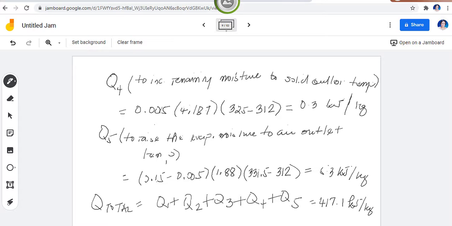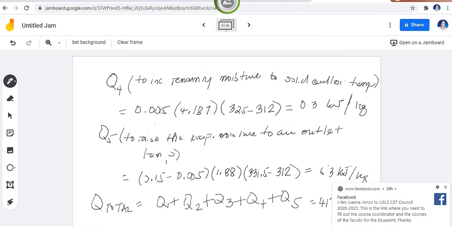Your fifth Q is the amount of heat necessary to raise the evaporated moisture to air outlet temperature. I have mentioned already that your moisture that is evaporated only reached up to the wet bulb temperature. It did not even go beyond the exit temperature of the dried material. But the goal here is that it should reach the final temperature of the air, because it's going to go with the air. So that particular formula is: 0.15 minus 0.005, the evaporated moisture in the feed, times the Cp of water vapor, times 331.5, which is the final temperature of the air in which this water is to go with, minus 312. So the answer is 5.3.